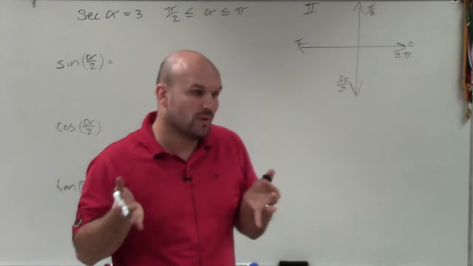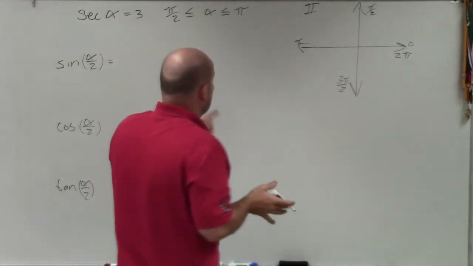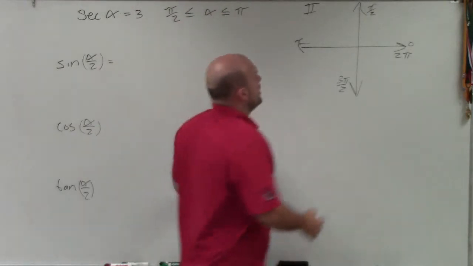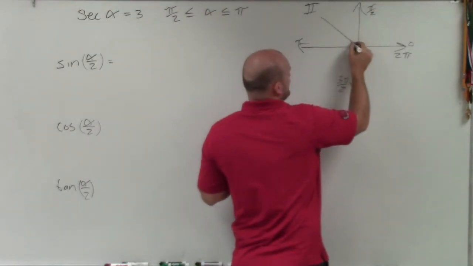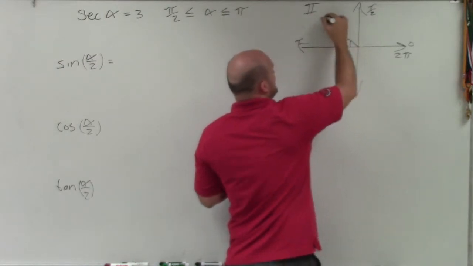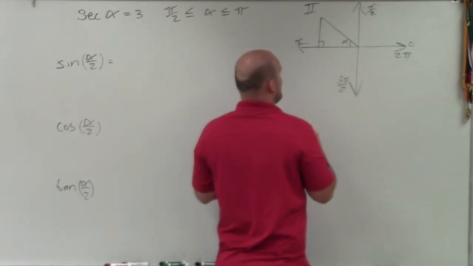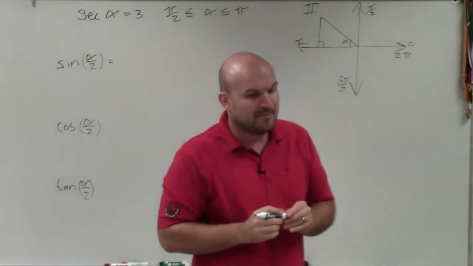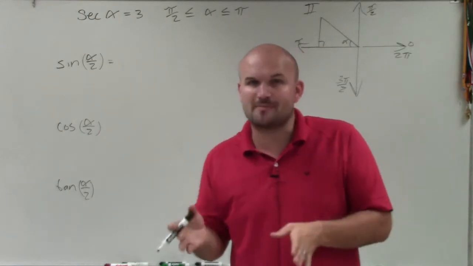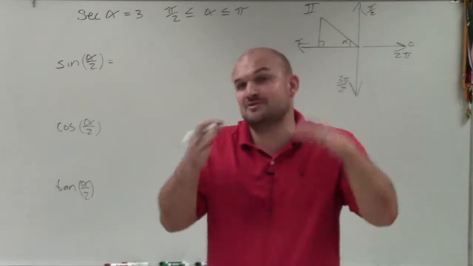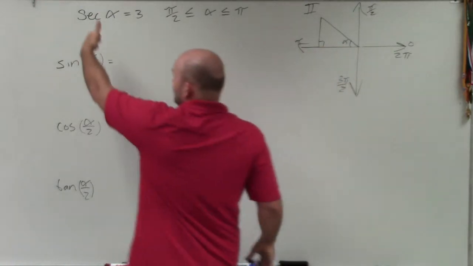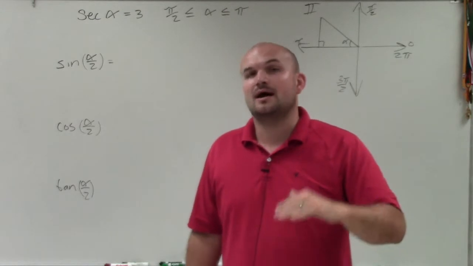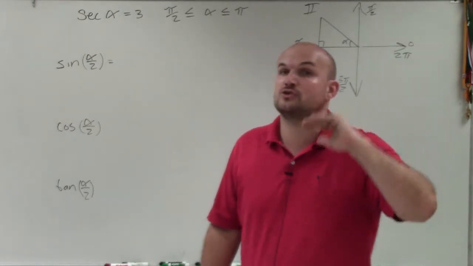Now we're going to create a triangle based on that information. Our triangle has to have a central angle, so alpha is going to be right here, and it also has to be perpendicular to the x-axis. The information we're given is secant of alpha is equal to 3. Remember, sine is opposite over hypotenuse, cosine is adjacent over hypotenuse, and tangent is opposite over adjacent. Secant is the reciprocal of cosine, so if cosine is adjacent over hypotenuse, secant is hypotenuse over adjacent.